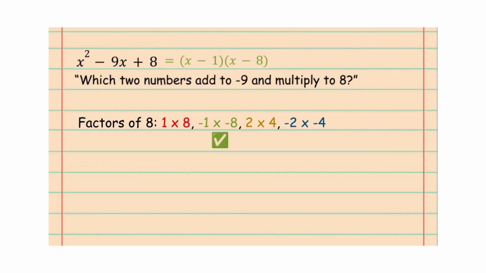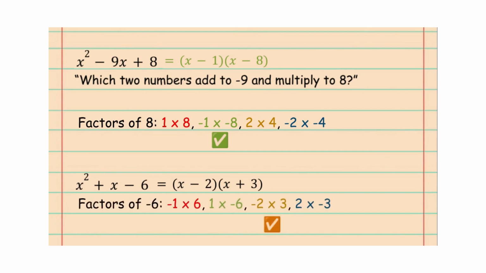Now here's one for you to try on your own. See if you can factor this trinomial. Pause the video and have a go. All right, I'll assume we're ready to continue. The correct answer is x minus 2 times x plus 3. If you didn't get that answer, consider this. Let's look at factors of negative 6. One of those pairings is going to work.